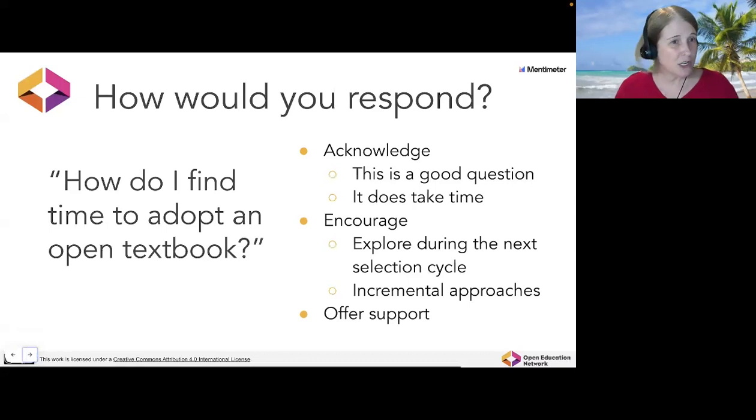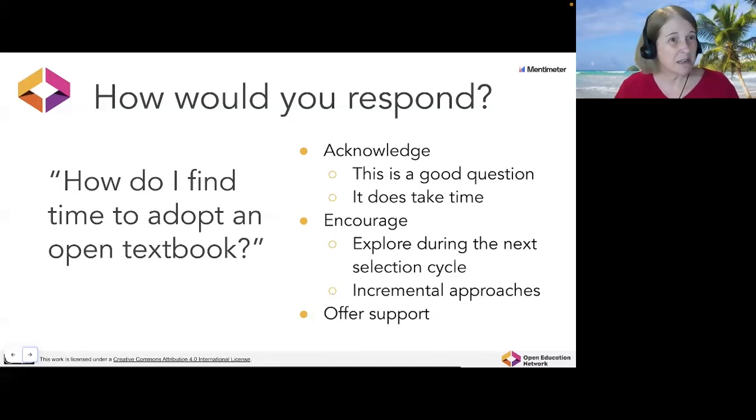I think encouraging them to do things incrementally, as Meggie did in her introduction in the previous section, looking at something in the next selection cycle or adopting just one piece of OER as maybe a supplementary material. Pilot is one of my favorite words. It often seems like a lighter lift. It's not throwing out your entire syllabus and completely changing everything at once.